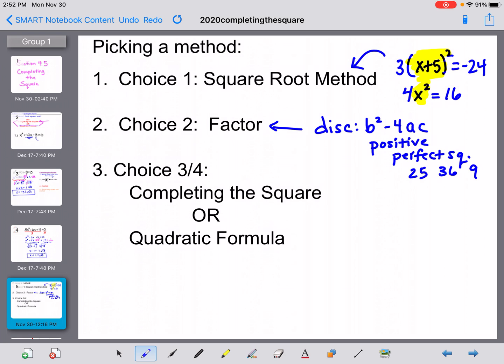Choices 3 and 4 come down to completing the square and the quadratic formula. Again, both of these always work.